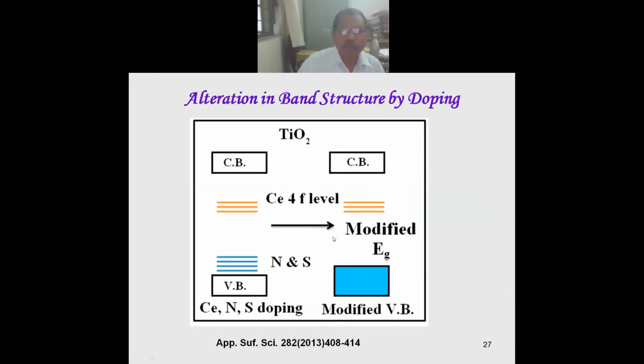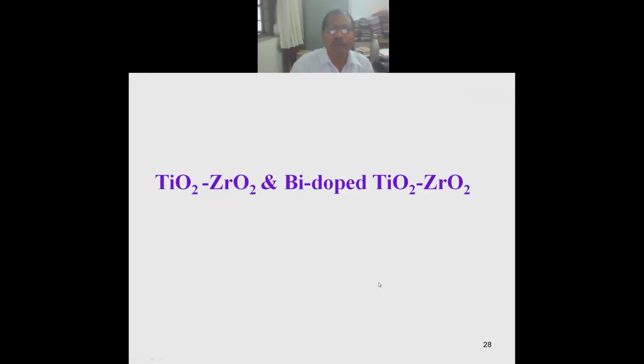Now we try to explain this. We have a valence band and conduction band for TiO2, and this is N and S, nitrogen and sulfur, which are doped. There is a generation of an energy level. When Ceria is doped, there is a generation of an energy level below the conduction band and above the valence band. Widening of the valence band occurs, and ultimately there is a reduction in the band gap of the modified TiO2. So this is about TiO2 modification using multi-doping. Ceria, nitrogen, and sulfur are used as multi-dopants.